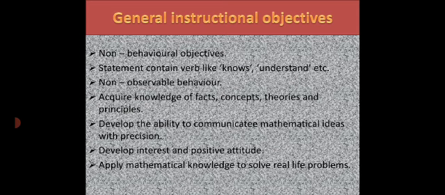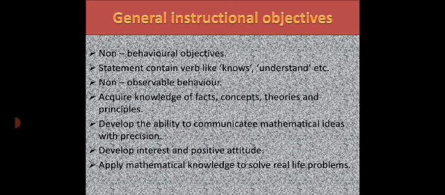Understanding by the student, or acquisition of knowledge, cannot be observed by the teacher; therefore these are not observable behavior. Non-observable means the student's understanding cannot be observed by the teacher. These are the two differences. Non-behavioral: the teacher observes the students only. Non-observable: the teacher cannot observe the students.